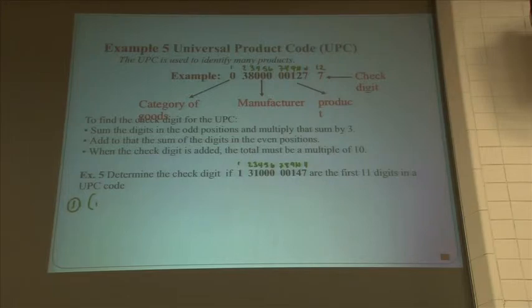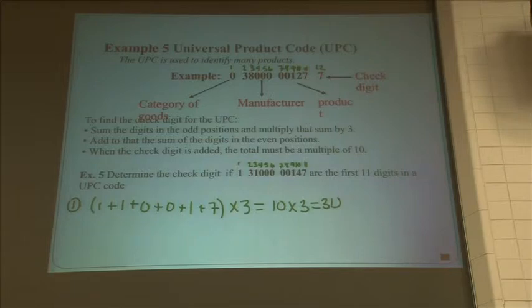So starting over. Odd positions. We've got the 1, and then in position 3 is another 1. Position 5 is a 0. Position 7 is another 0. Position 9 is a 1. And position 11 is another 7. So it says sum the digits of the odd positions and multiply by 3. You don't even need to punch that in a calculator. That becomes 10 times 3. You get 30 for the first part. Yes?